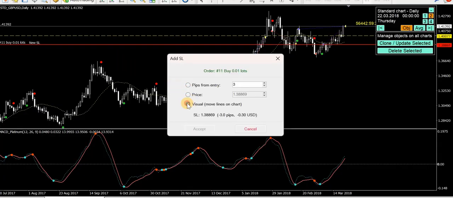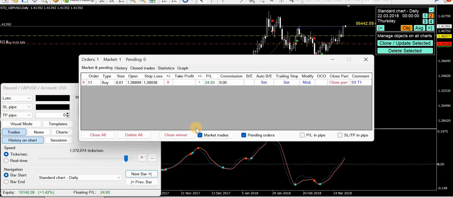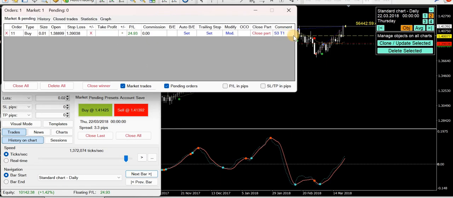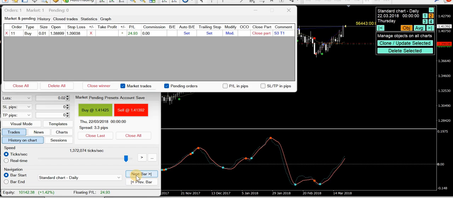So let's set the stop. I'll do a visual. So I just drag it. I can just drag it with the visual. So I'll put the stop there. Can't lose. So there we go. We can't lose. We've got sequence 3, trade 1's the only trade left. Still got $24 there. We've closed in profit. Went way through the break-even level. So that's no longer valid. Delete. So let's just keep on going.